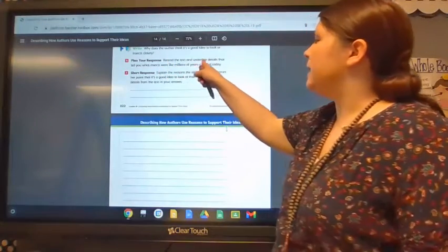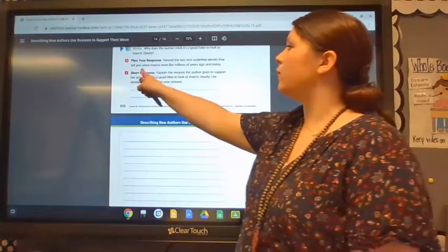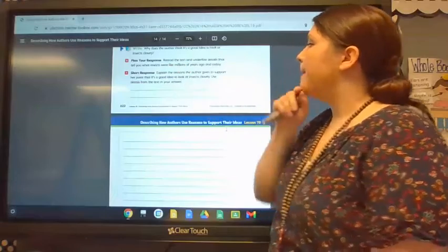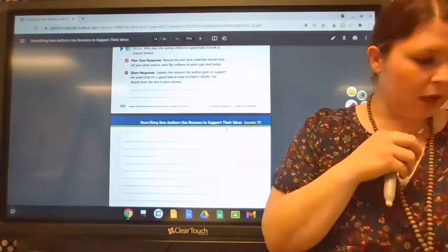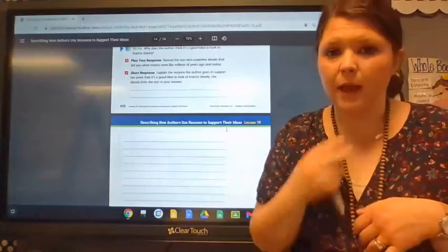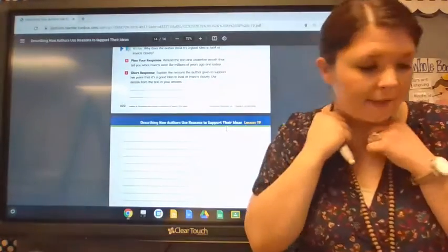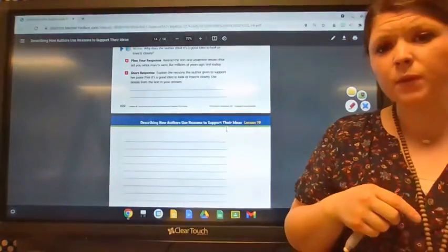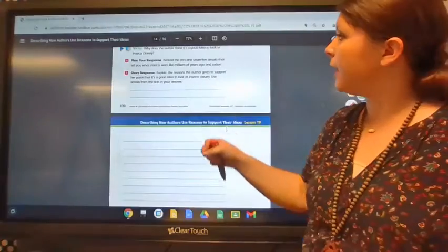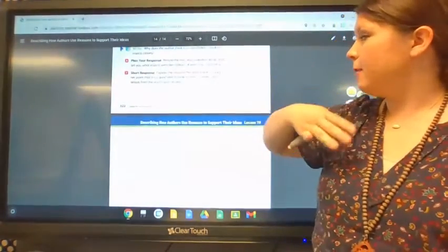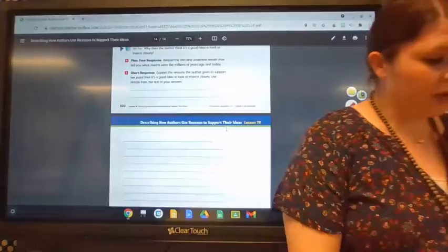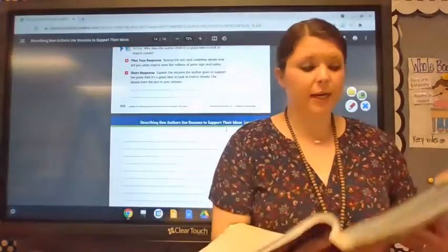Reread the text and underline details that tell you what insects were like millions of years ago and today. Okay? So you might have already done some underlining through here, but let's go back and look at this again. As we're rereading, we're going to underline sentences that tell us what insects were like in the past and today, okay? All right, so turn back to page 318.